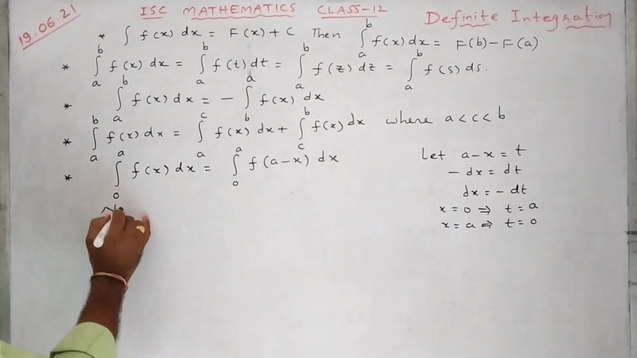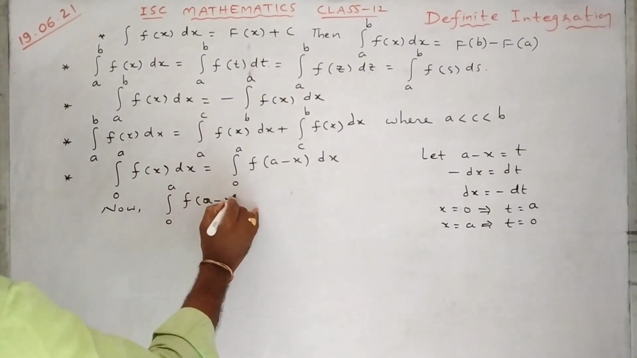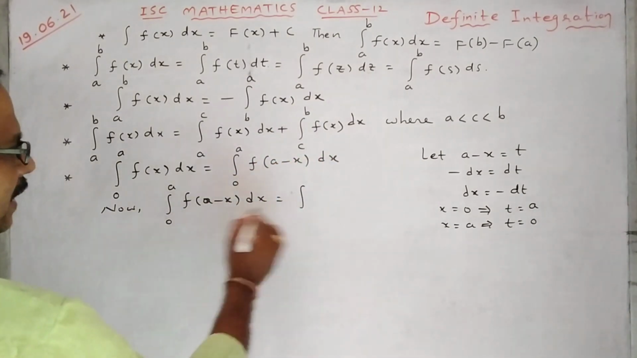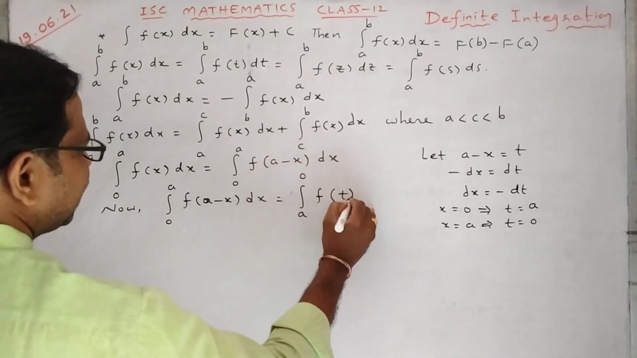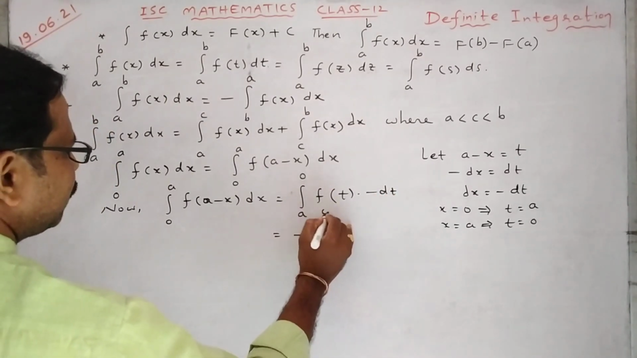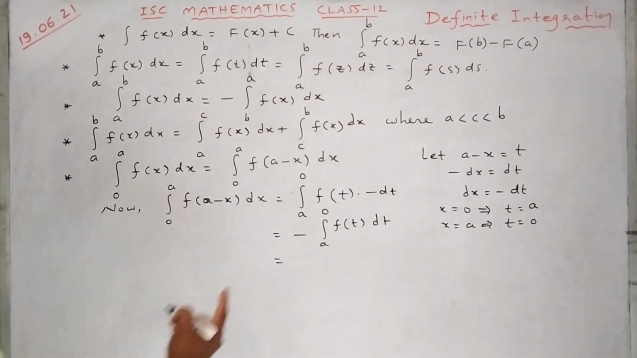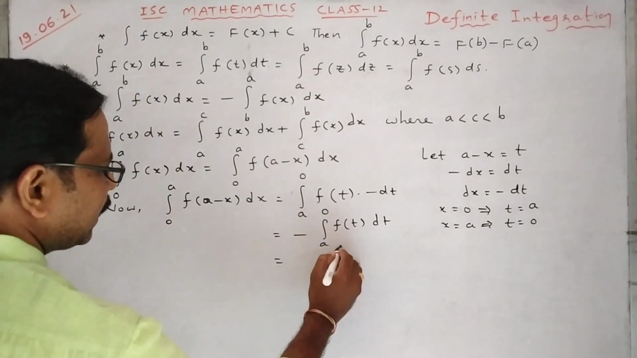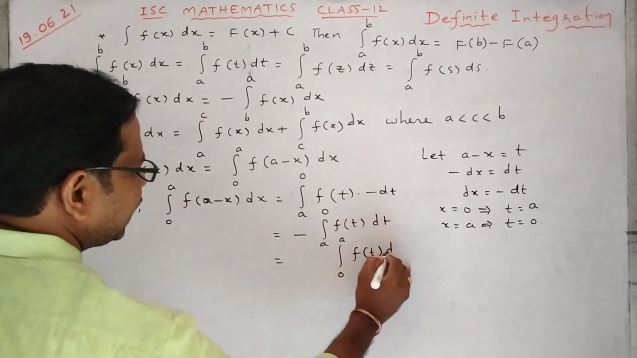So now integral 0 to a f of a minus x dx equal to, this one I am taking, RHS side I am taking. What are the limits here? a to 0, f of t, this is my assumption, and dx means I have minus dt. So minus integral a to 0 f of t dt. I am removing this minus symbol. Then immediately what should you do? As per the second property, I can change the limits here: 0 to a, f of t dt.